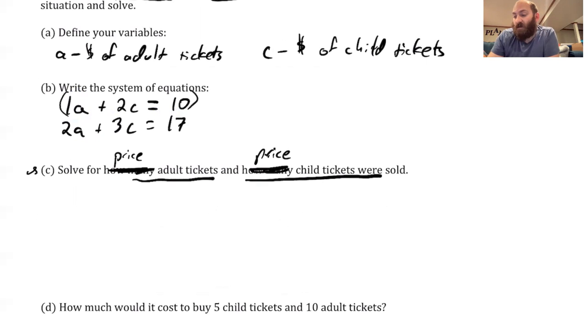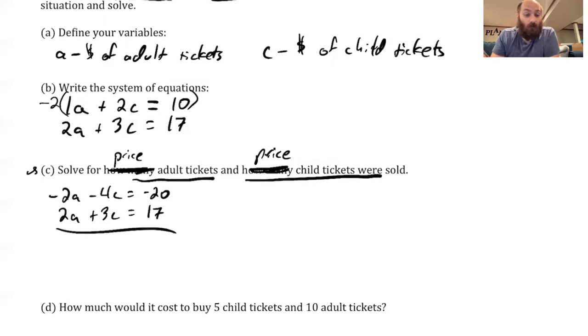I could take this and multiply everything by a -2 here. If I do that, then I'm going to have -2A minus 4C equal to a -20. 2A plus 3C equal to 17. So now these cancel out. -1C equals -3. Divide everything by -1. C gets 3. Hey, I guess $3 earlier. Look at me go.